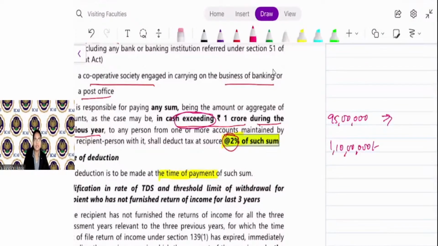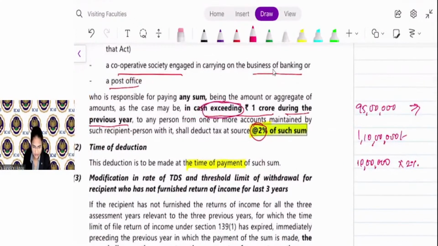Up till now, we have discussed that if the amount is more than the threshold, then the TDS is required to be deducted on the entire amount. But here, under section 194N, the TDS is required to be deducted on the amount exceeding 1 crore. So here, the TDS is required to be deducted on 10 lakh only at the rate of 2%. Clear? Everyone clear with this? The withdrawal is in the name of the account holder. That's it.